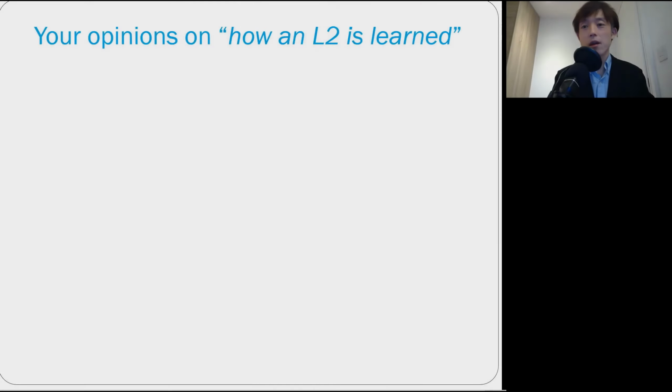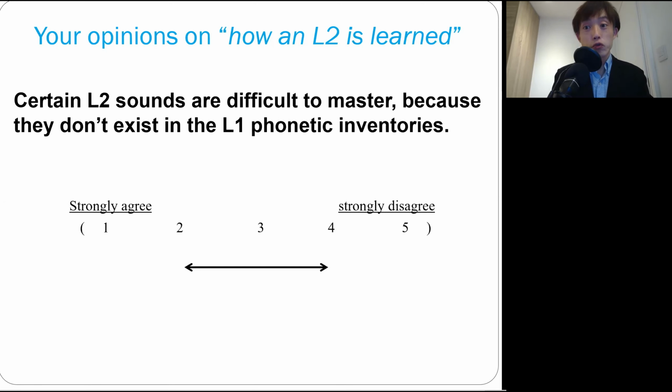So now I would like you to rethink critically about this very popular idea and opinion among researchers and practitioners in the field of second language acquisition. How much would you agree with this statement? Certain L2 sounds are difficult to master because they don't exist in the first language systems. 1, I totally strongly agree with this statement. And 5, I don't agree with this statement at all. And 3 is it depends.